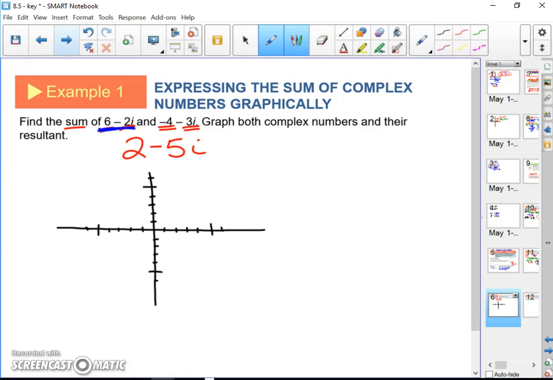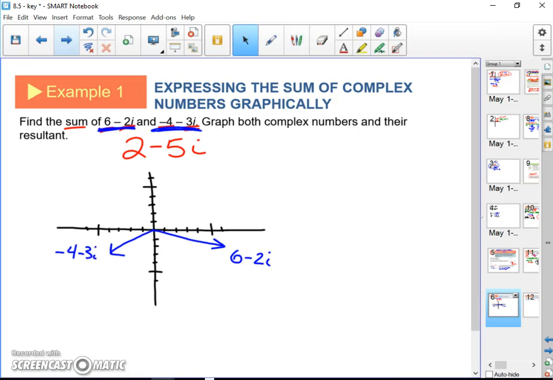The first vector, 6 minus 2i, treated just like 6 comma -2. That's where the head of your vector would go. So go over to 6 and -2. That's where the vector is going to end up. That's 6 minus 2i. And then the other one says -4 minus 3i. So look at -4 comma -3. About right there. -4 minus 3i. So we've graphed our two original vectors.